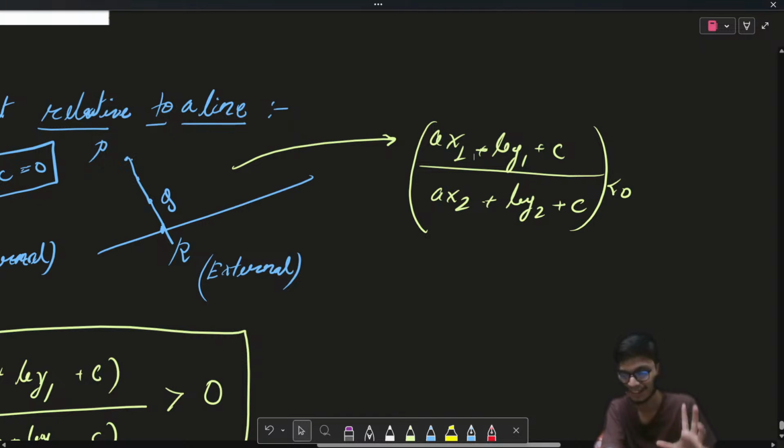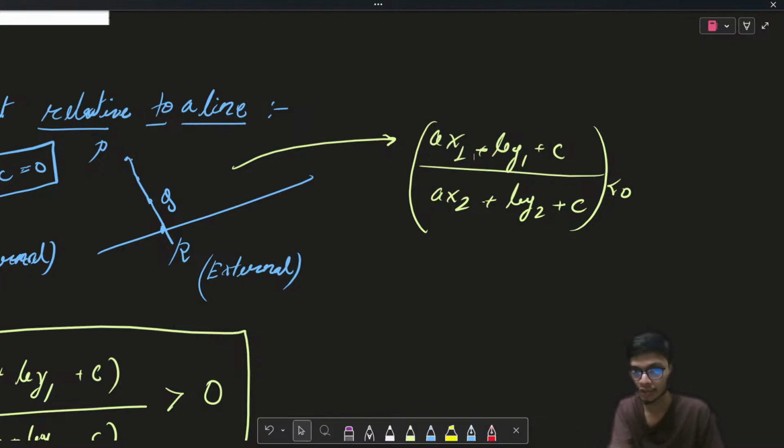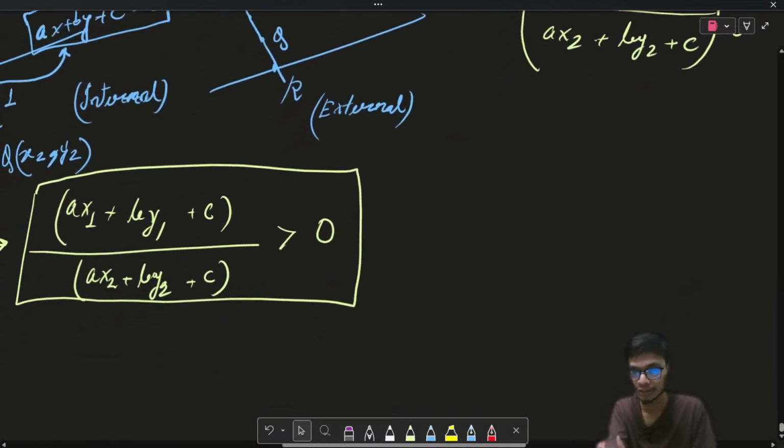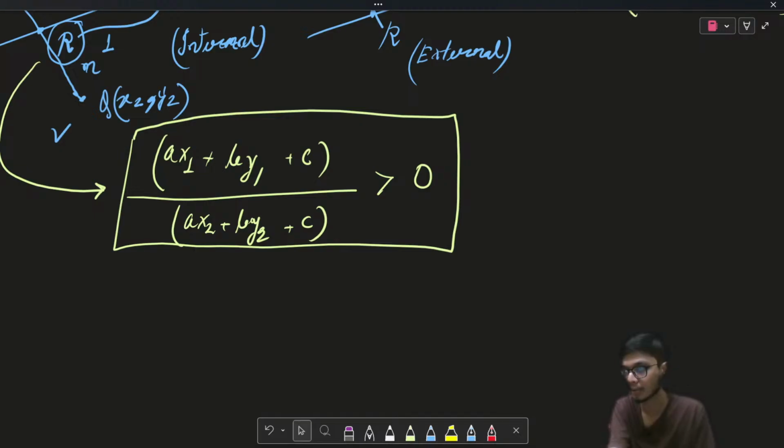This is a very interesting concept, and I hope you are able to understand this in detail. So why do we need to learn about this concept of the position of a point related to a particular line? Because in the upcoming topics, we are going to discuss angle bisectors, or the equation of the bisector of two lines. In that case, when we are going to judge whether the bisector is the interior angle bisector or the exterior angle bisector, we are definitely going to use this concept. I hope this is clear to all of you.